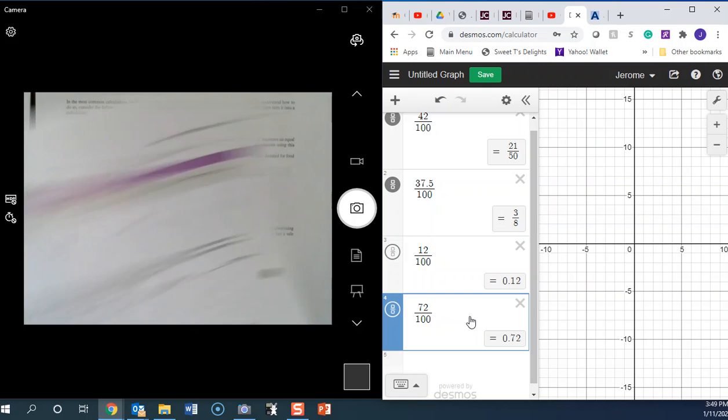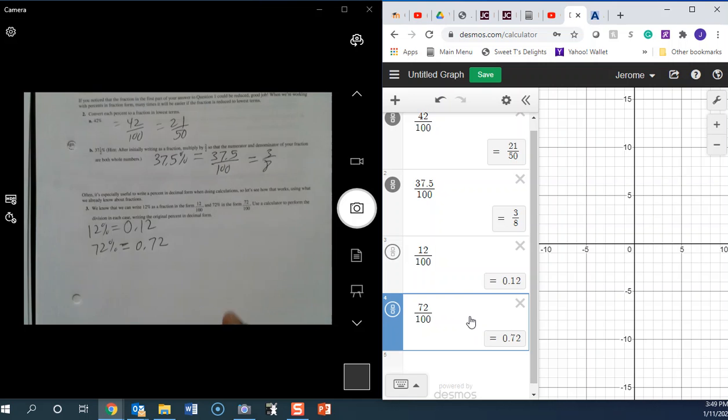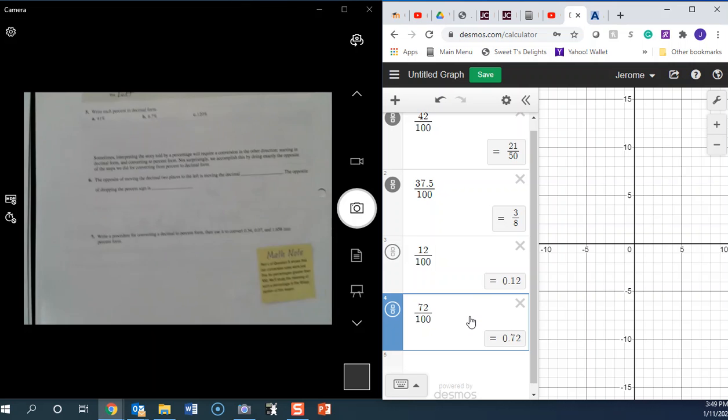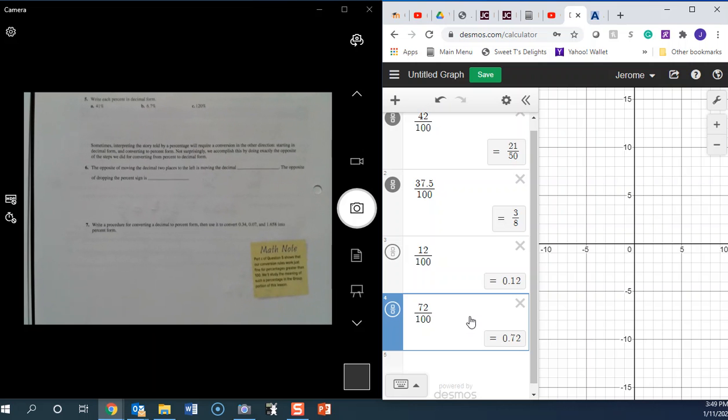Now, just to illustrate that, going back here, when we had 12%, we dropped the percent sign. It's always assumed to be a decimal at the end of a whole number. Drop the percent sign and move that decimal 2 places to the left. We did that for the 72% as well. So that's just a rule that could come in handy.